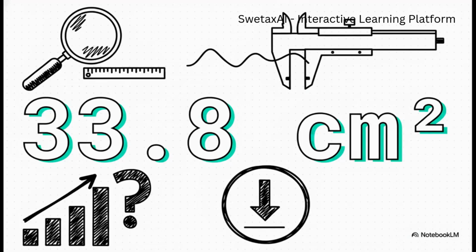So, we take that 33.800 from the calculator, we round it to 3 figures, and we get 33.8. That is the correct final answer. Anything more would be wrong because it would be claiming a level of precision we just didn't have.